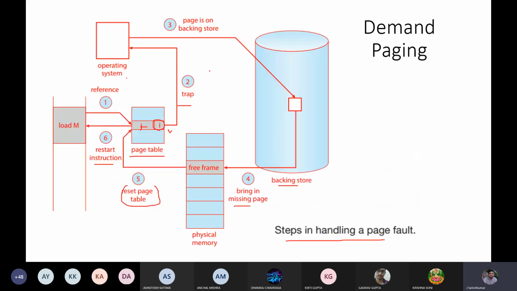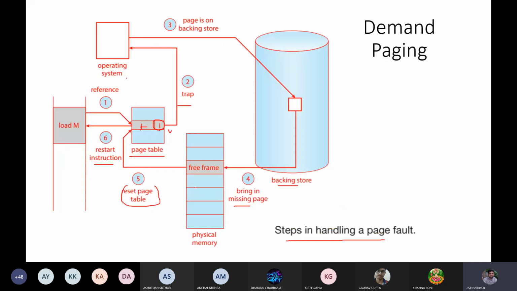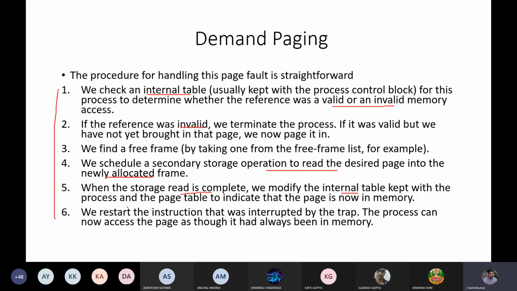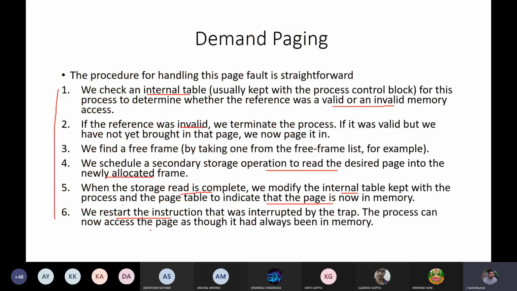Okay. Then the third step is to find a free frame. Fourth, schedule a secondary storage operation to read the desired page into the newly allocated frame. When the read is complete, modify the internal table kept with the process and the page table to indicate the page is now in the memory. Sixth step, restart the instruction which was interrupted by the trap. The process now accesses the page as though it had always been in the memory.